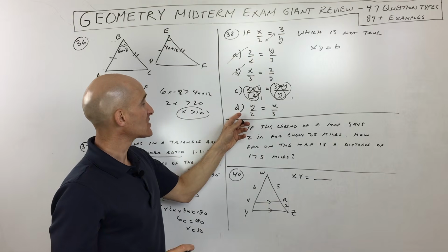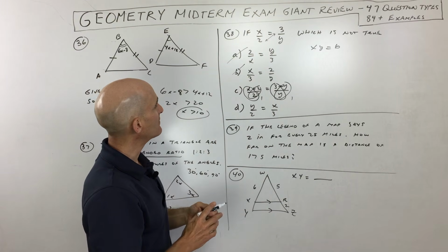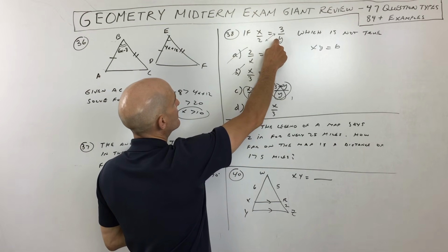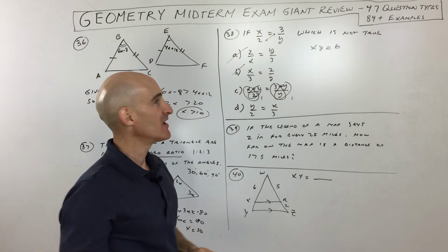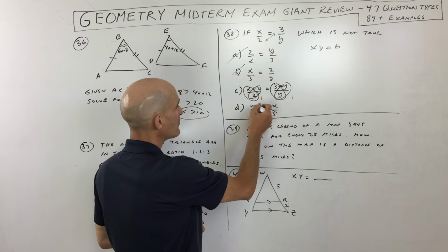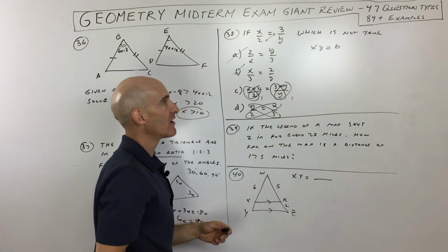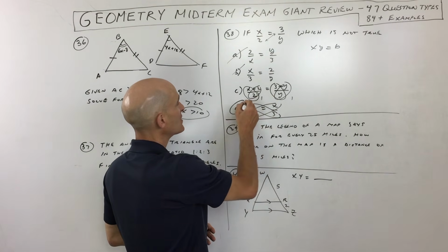Okay. Now the last one, let's double check. We've got y over 2 equals x over 3. What do they do to get to that position? Well, it looks like they switched the x and the y, and they took the reciprocal. So they kind of mixed and matched. But notice when you cross multiply here, you get 3y equals 2x, which is nothing like x times y equals 6. So here again, just to quickly review, the letter D would not be true.